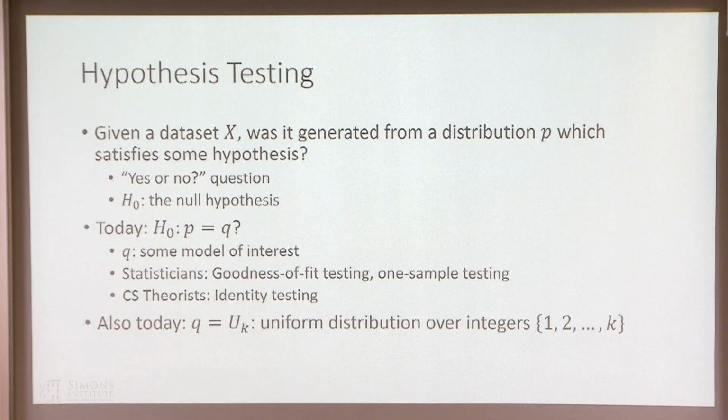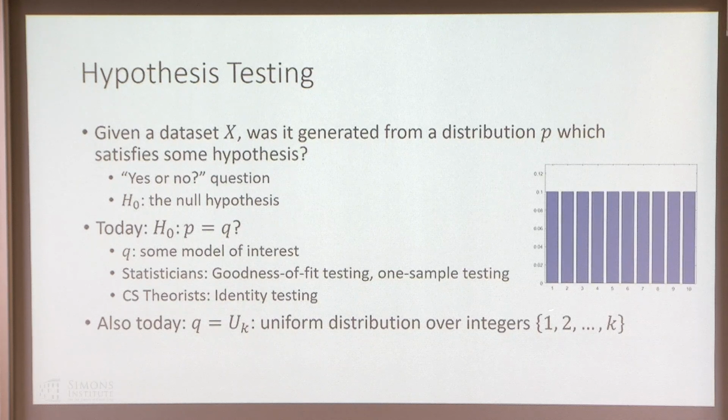So we're going to be considering the uniform distribution over the integers 1 through k. So you can see this instantiated for k equals 10, the uniform distribution. And this is what's known by sometimes statisticians as multinomial data, or the multinomial setting.